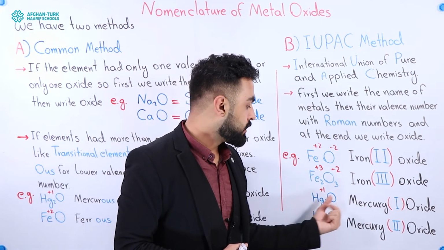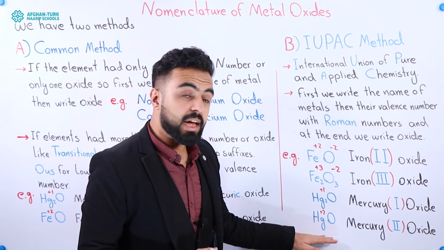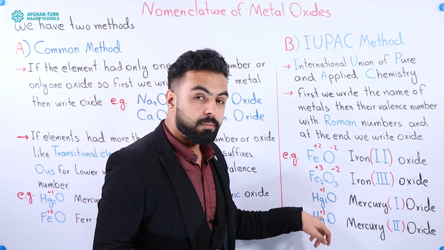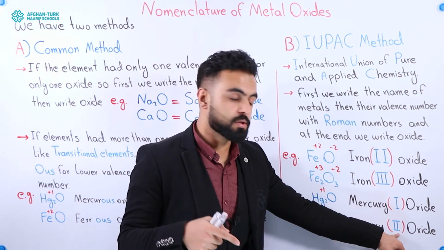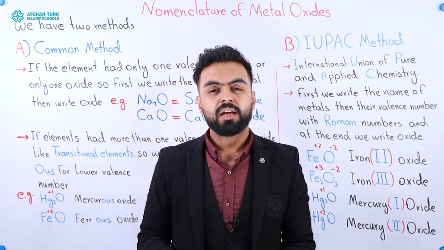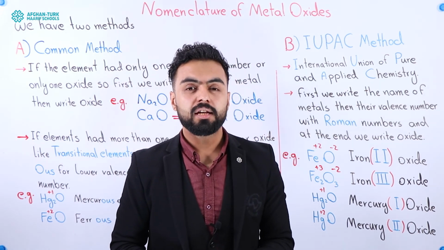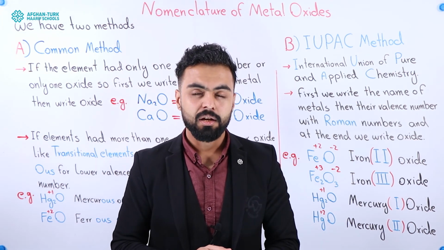Mercury, write 1, and at the end, oxide. Mercury again, but this time the charge is positive 2. So for mercury, instead of positive 2, we write 2, and at the end, we write oxide. So that was all about the metal oxides and how we name them.